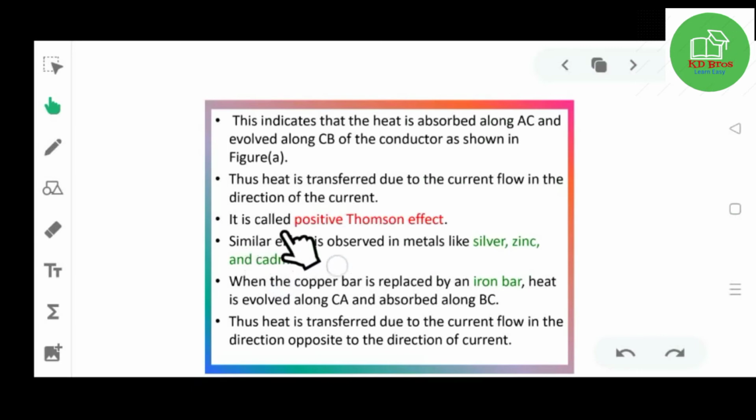Okay, and in the same way some of the metals acquire this, and those metals also exhibit the positive Thomson effect. For example, silver, zinc, then cadmium. When the copper bar is replaced by an iron bar, heat is evolved along CA and absorbed along BC. Thus heat is transferred due to the current flow in the direction opposite to the direction of current.